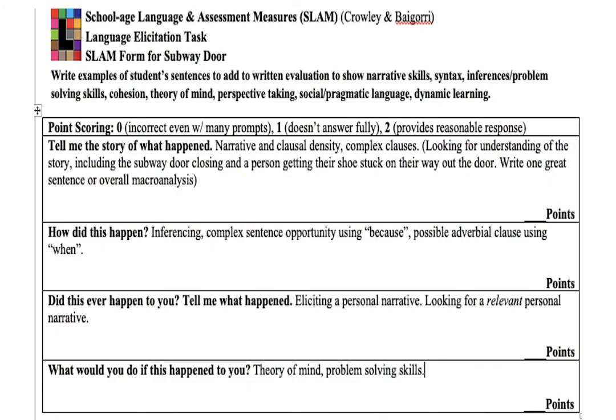So here is what we call the guidelines for analysis. And you can write what they're saying. The guidelines themselves, if you print them out, they're a single page. And there's more space. This is just so we can fit it in here. It tells you what each question is looking for. And you can generally decide whether it's 2, so a reasonable response, 1 doesn't answer fully, or 0 incorrect, even with many prompts. How did this happen? So you could write these right in.